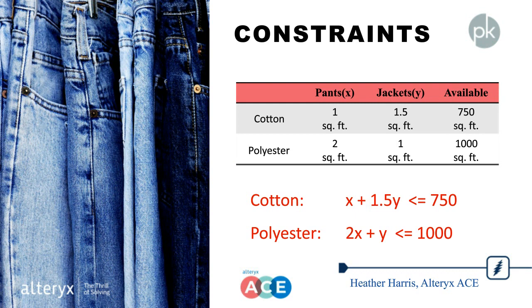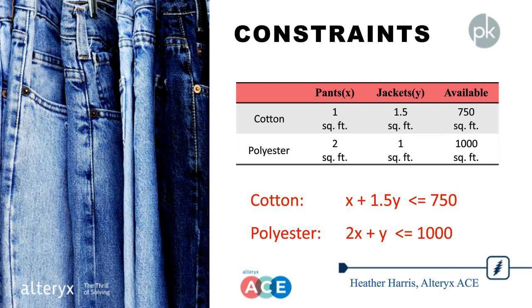So I've got it in tabular form, and remember we're looking at our constraints around cotton and polyester. And so now I have to figure out, how do I put that into an equation? So if we look up in our table, we remember X is our pants, and we know that for cotton, it takes 1 square feet, and for jackets, it takes 1.5 square feet. And all the cotton that we use, if we add those up, we have to come in under or at 750 square feet, because that's all we have available. So now we're actually making an equation out of our constraint.